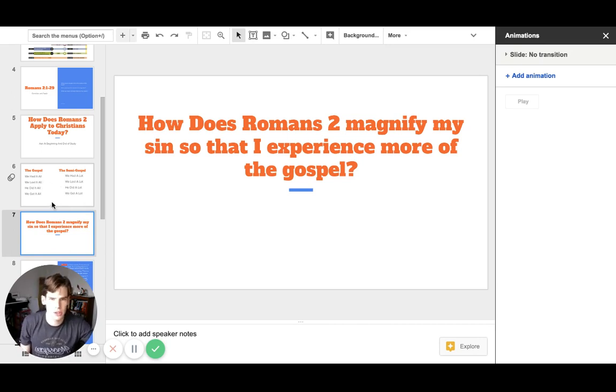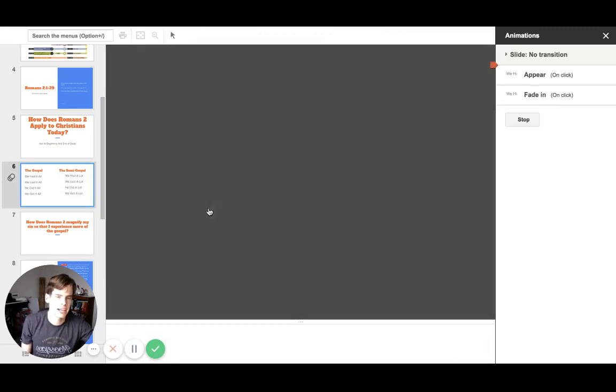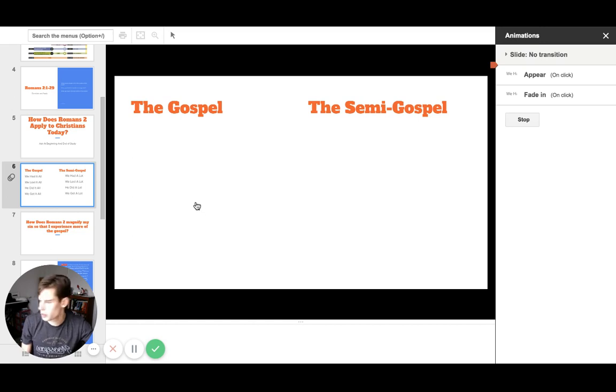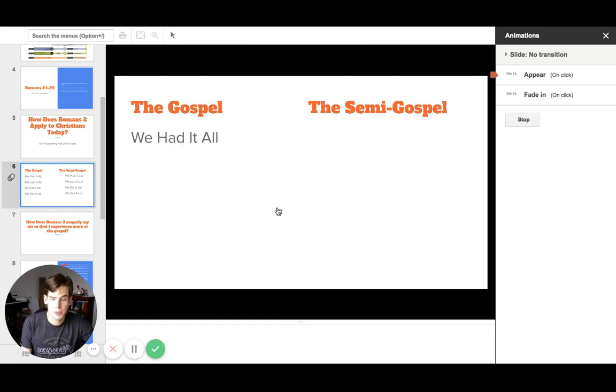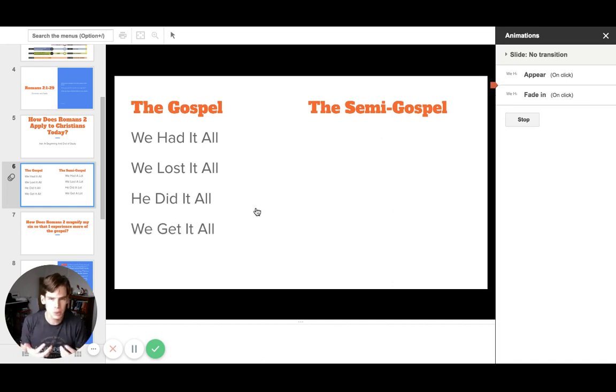And one of the ways that illustrates this is a really simple kind of depiction of the gospel that I heard by a pastor by the name of Randy Pope. And he describes the gospel this way. The gospel is, we had it all, we lost it all, he did it all, and we get it all. That's kind of a simple way to talk about what the gospel is in the whole scope.